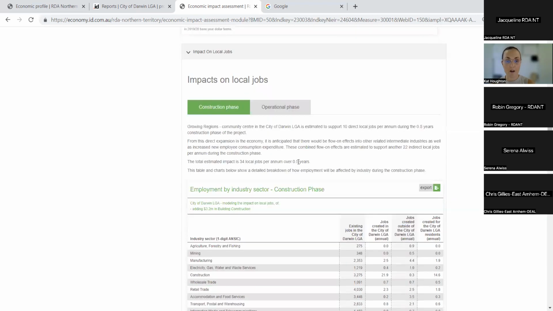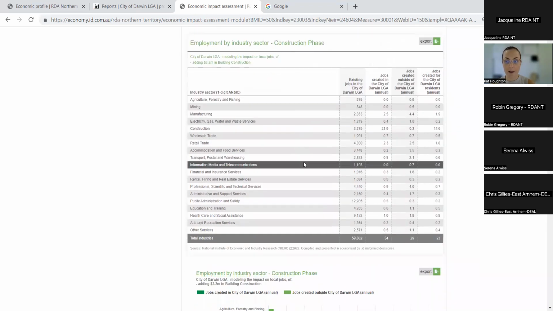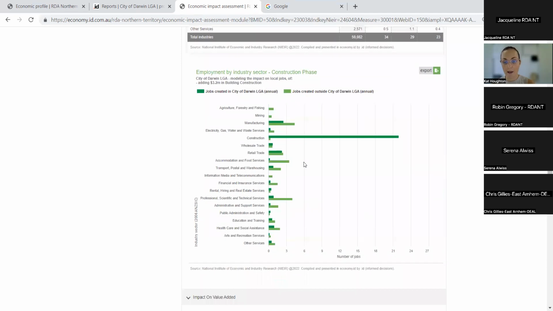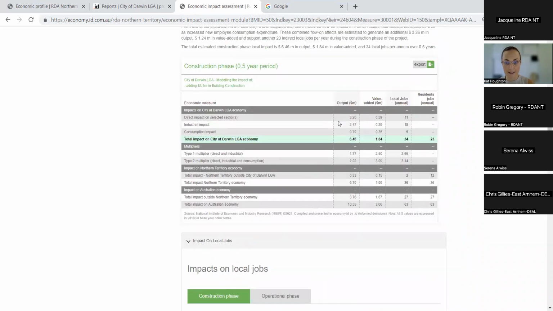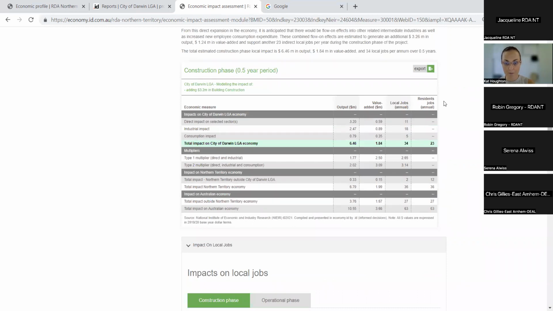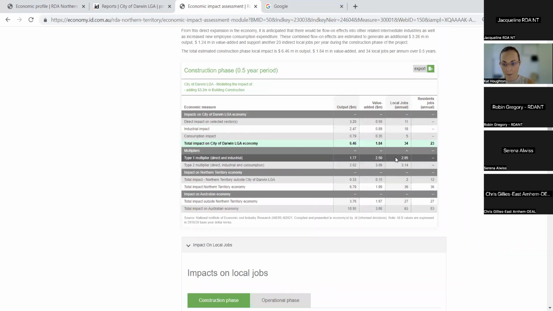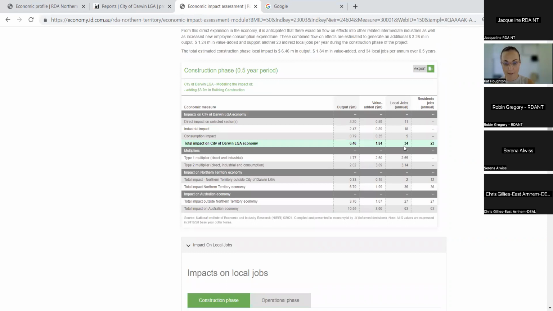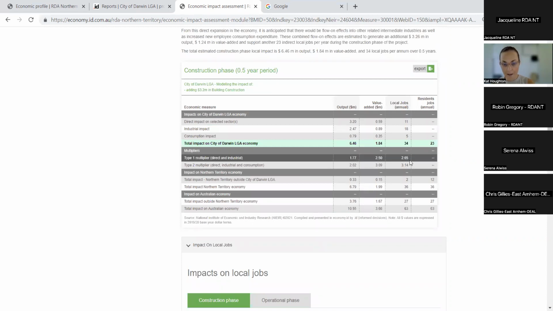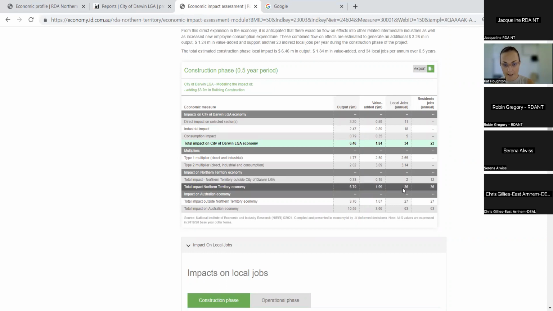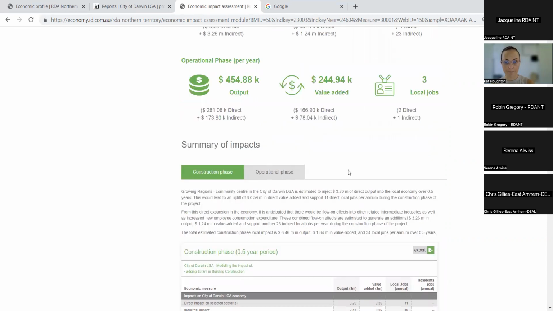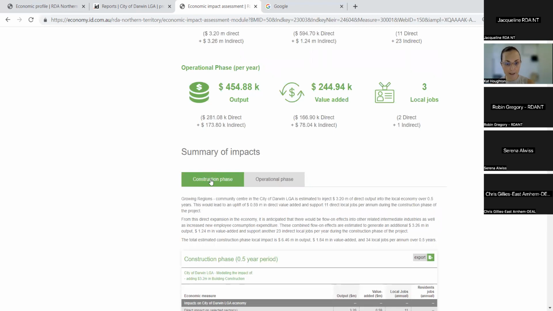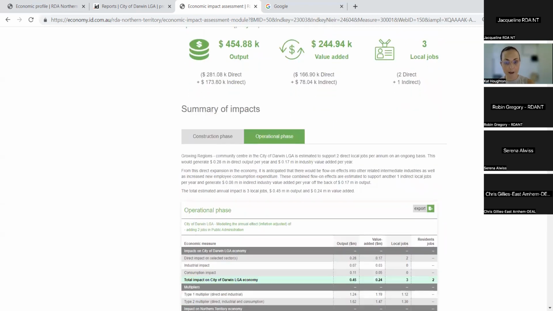And then you come down here, guys, and you get all of this information about how those jobs flow through the economy, all of that sort of thing. The most important piece is here where we've got our output. We've got our local jobs because we've got 34 jobs in the City of Darwin. Okay, we've also got 36 in the Northern Territory and 63 in Australia when we have that flow on through the Australian economy.